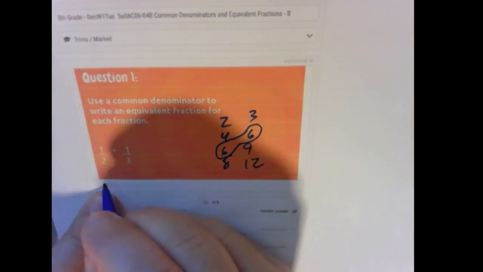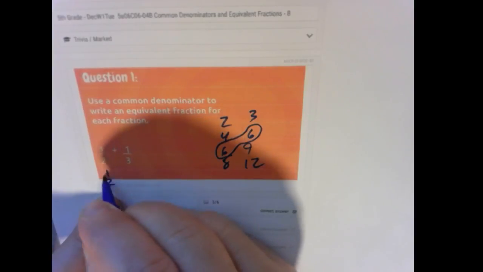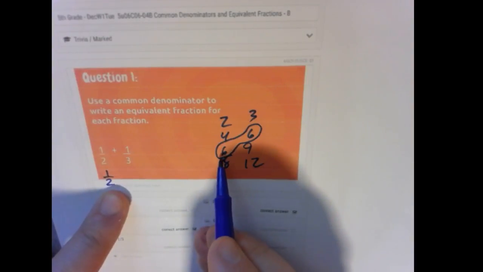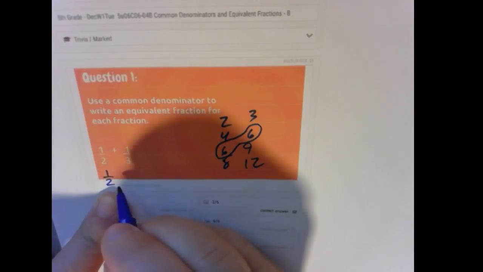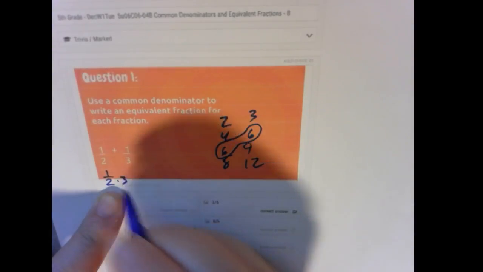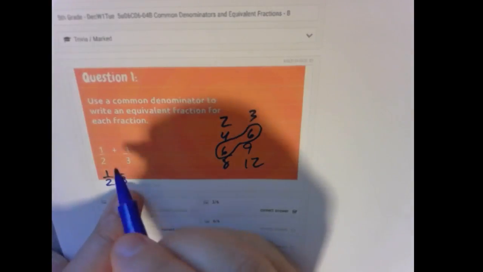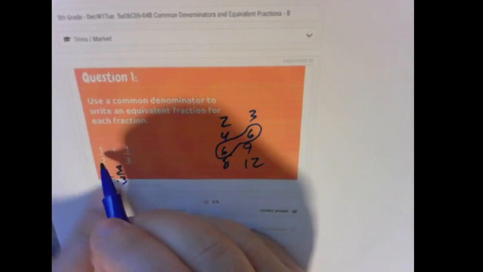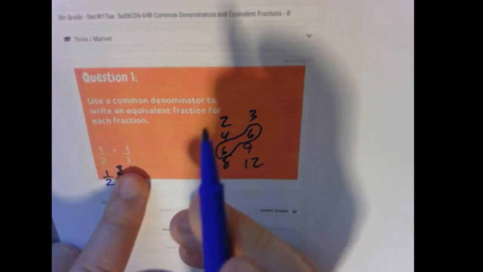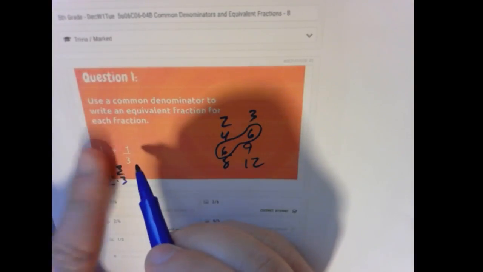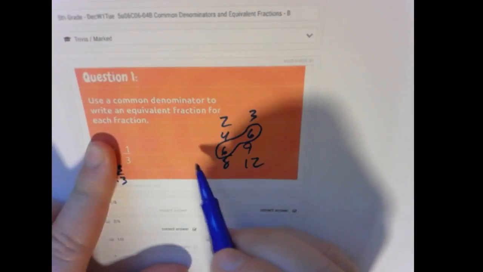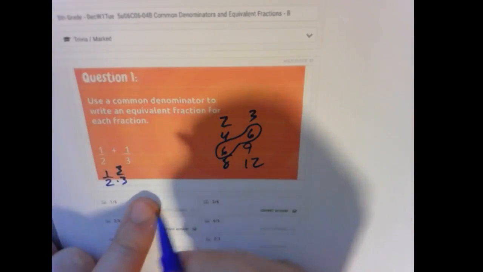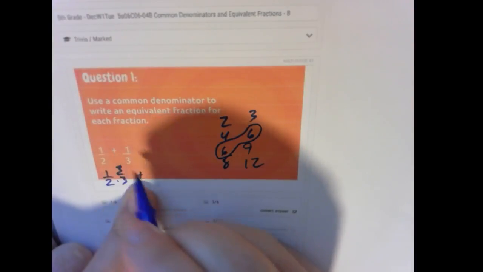I would do 1/2 times 3, right? To get from 2 to 6. So I'm going to multiply this by 3. Now, whatever I do to the bottom, I have to do to the top as well. So I'm going to multiply 1/2 by 3 over 3. Now, looking at this other fraction, how do I go from 3 to 6? Using multiplication, it would be 3 times 2. So I'm going to write plus 1/3.